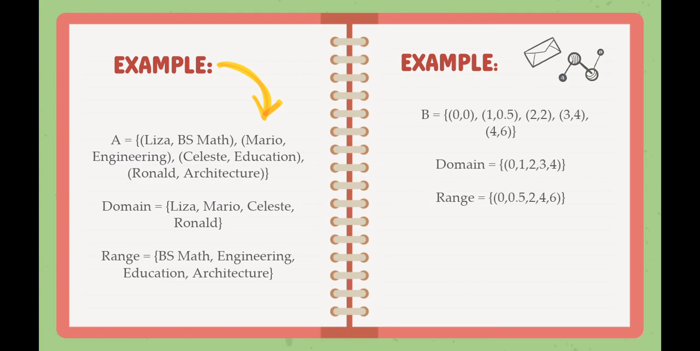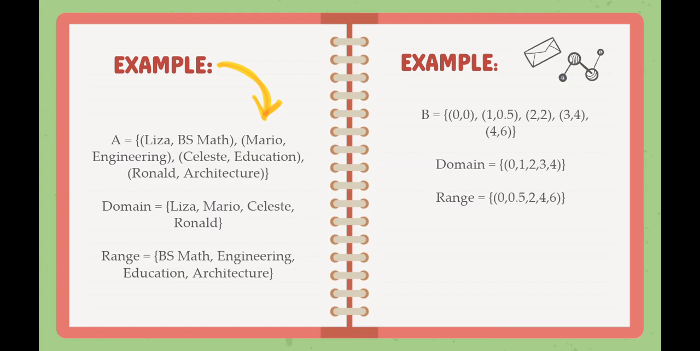So, here's the example. In a set A, we have Lisa, BS Math, Mario, Engineering, Celeste, Education, Ronald, and Architecture. So, ang domain niya is si Lisa, si Mario, si Celeste, and Ronald, while the range naman si BS Math, Engineering, Education, and Architecture. Ibig sabihin po niyan sa pagkuha po ng domain and range, ang kukunin lang po natin sa domain ay yung lahat ng x values. Sa range naman, ang kukunin naman natin ay yung mga y values.